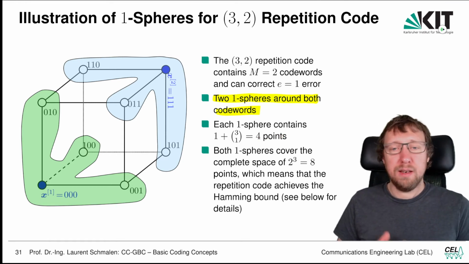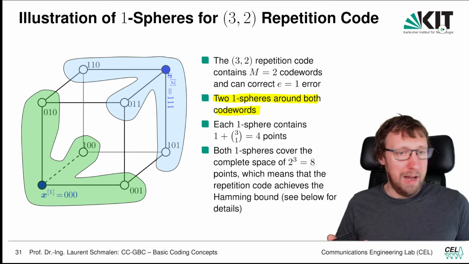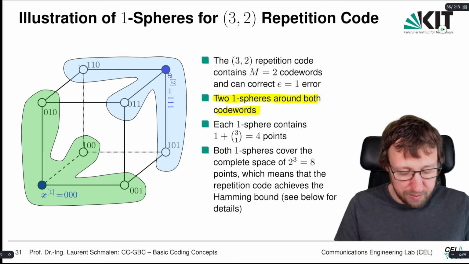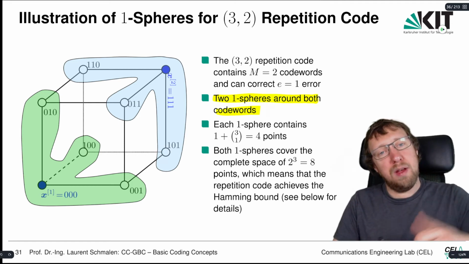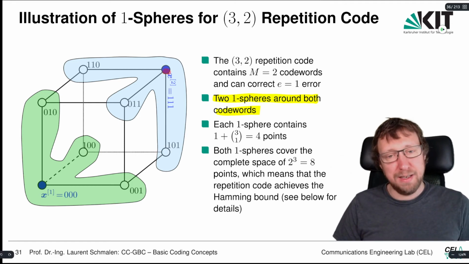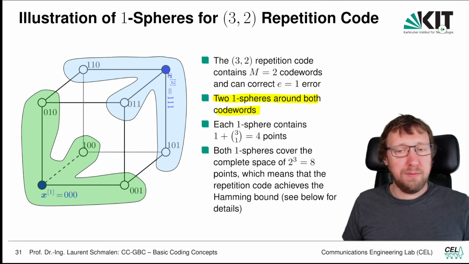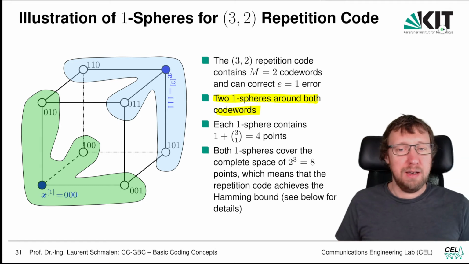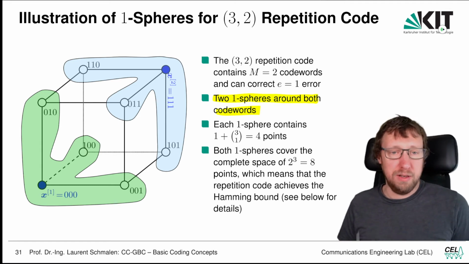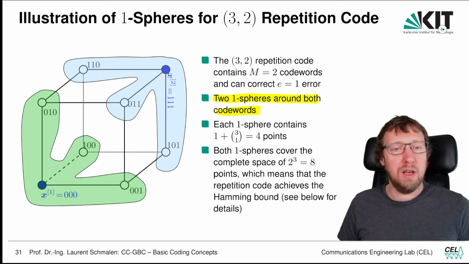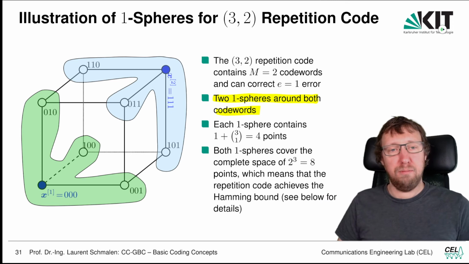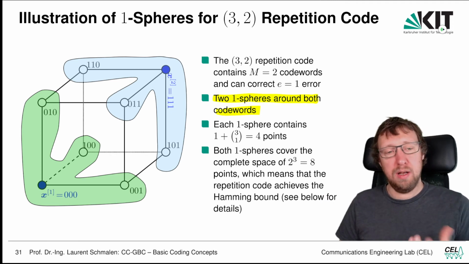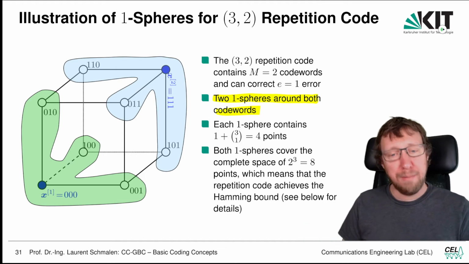And we see that the spheres are non-overlapping. So it means that we can assign the points in a sphere and correct them to our center. And both spheres cover the complete space of points. We have a total number of 8 points. We have 2 spheres with 4 points. And both spheres cover the whole space. And this is what we say it achieves the Hamming bound.